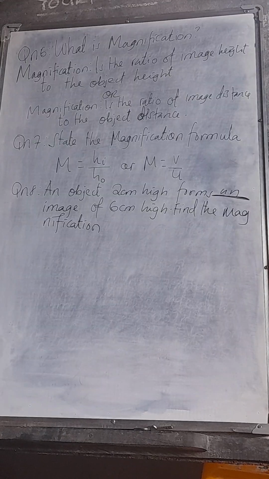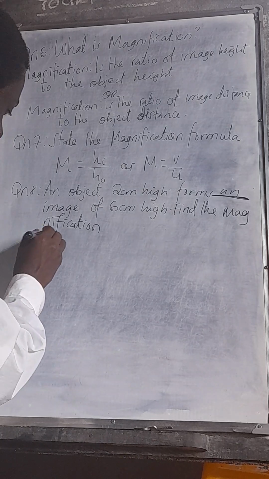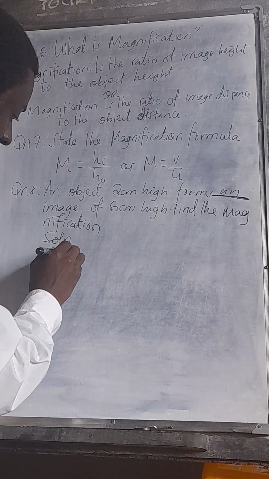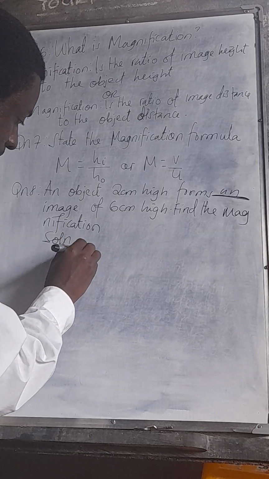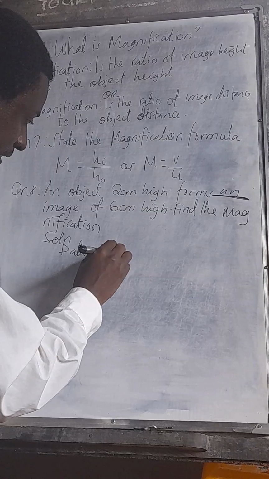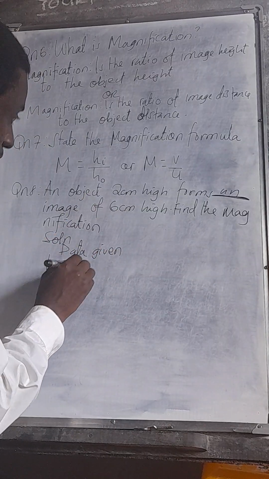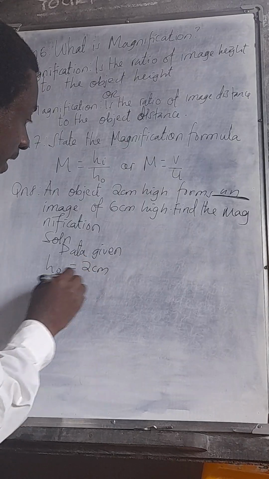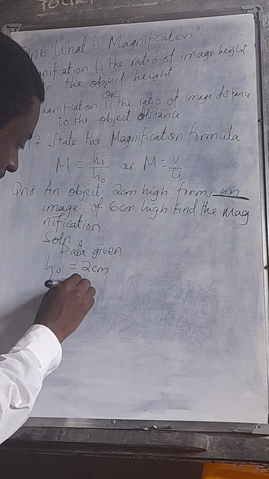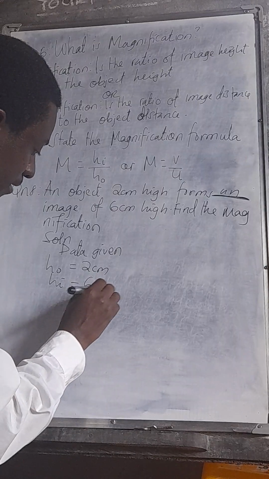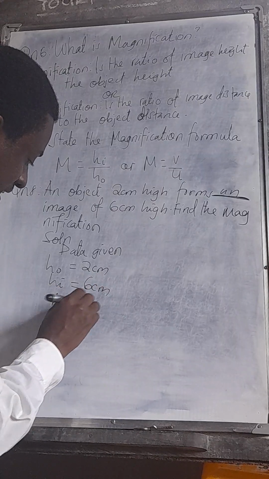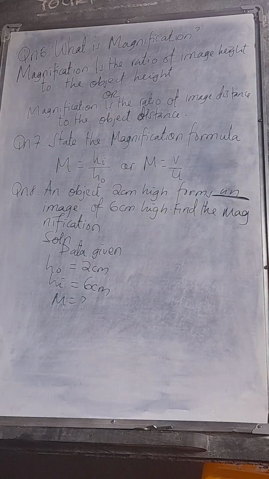Now, let's do the solution together. Data given: in this question you have been given the object height, which is 2 centimeter, and also the image height, which is 6 centimeter. What is required is the magnification. Magnification is equal to what?